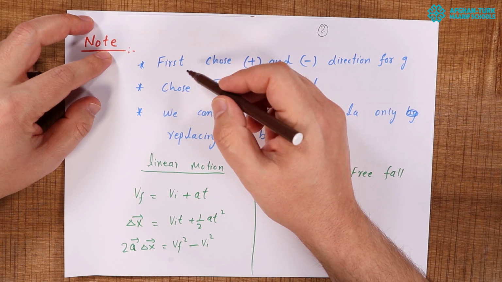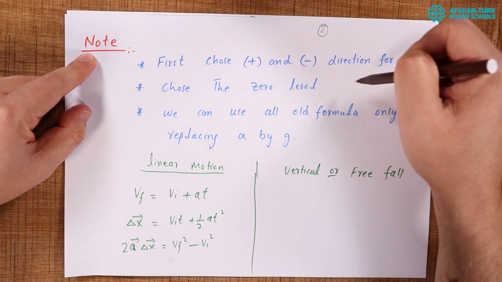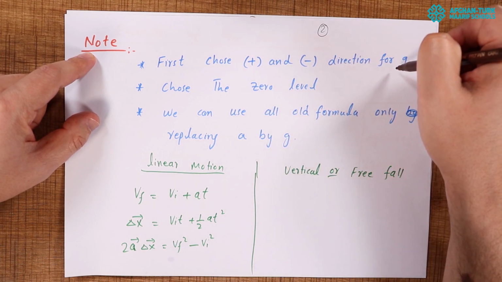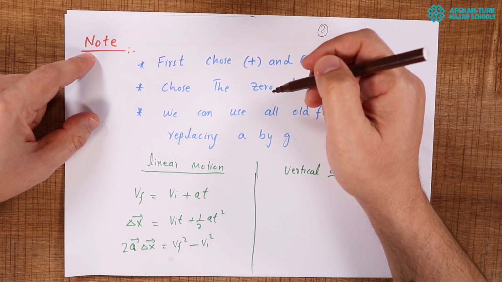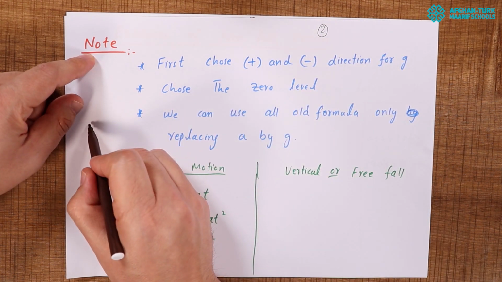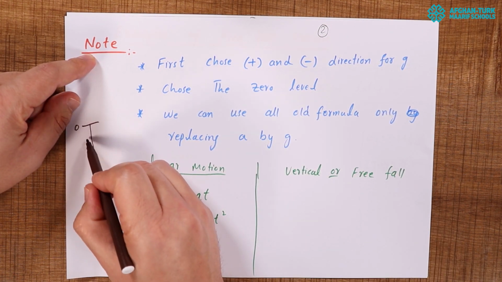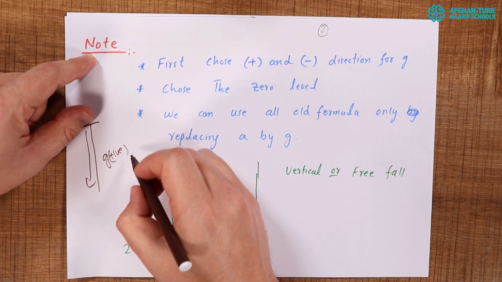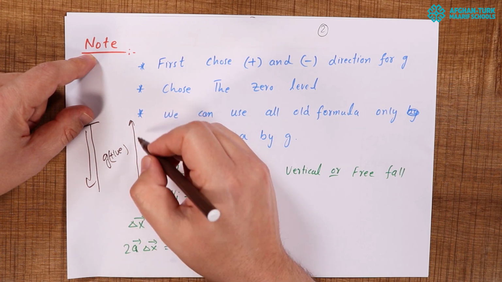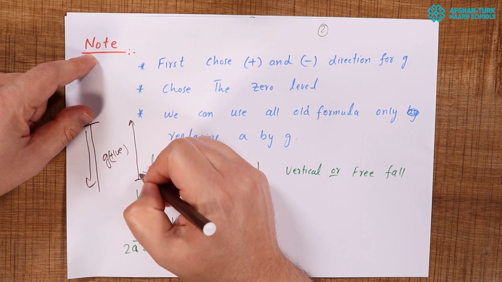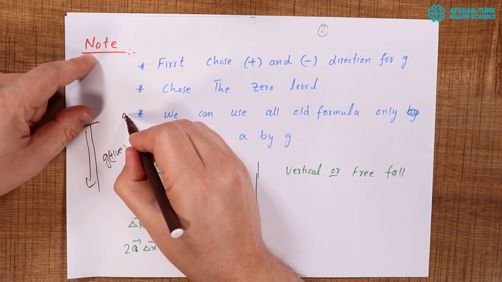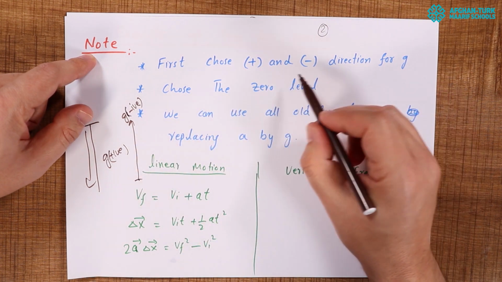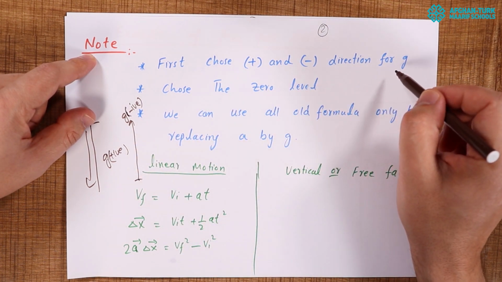Okay, here also are the important points for free fall motion. First, choose the plus and minus direction for g. Like on the previous page, we discussed that if the ball is dropped from top to down, the g value will be positive. But if the ball moves from down to up, the g value will be negative. So first we will see the plus and minus direction for g.